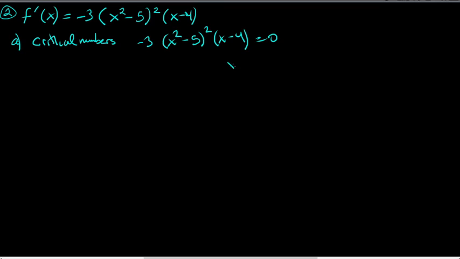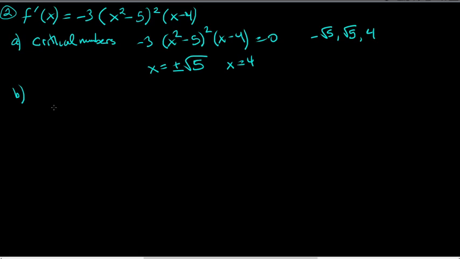So for x minus 4, you get x equals 4. And for this, you get x squared equals 5, which is x is plus or minus the square root of 5. And yeah, a few of you missed the negative, right? There are actually 3 critical numbers for part A. So negative square root of 5, positive square root of 5, and 4, right? I don't think anyone put negative 3. That's just the coefficient, right? So that's not a critical number.